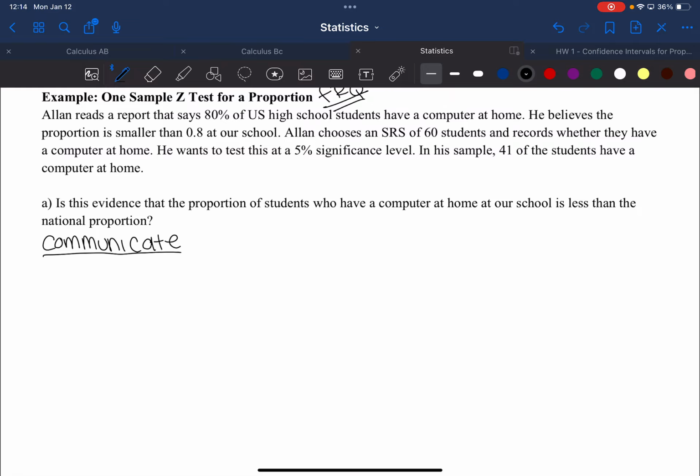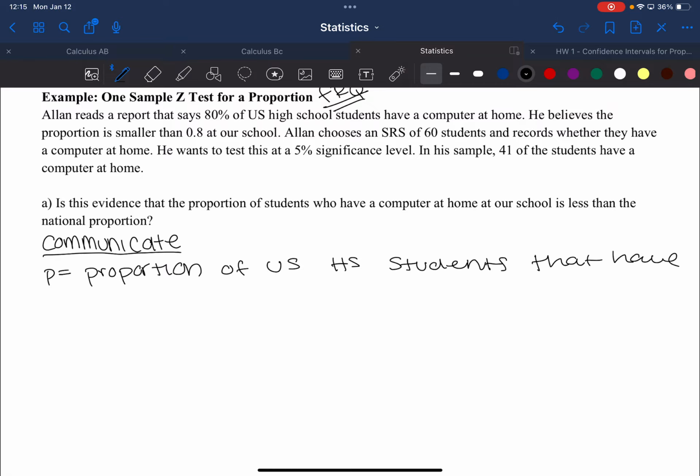So communicate. We're writing our 4 C's. So the very first thing we're going to do is we're going to define P. So P is equal to, and remember, we always write proportion as our first word, and then the rest comes from the problem. So this is the proportion of what? U.S. high school students that have. Perfect. Proportion of U.S. high school students that have a computer at home. Okay, again, we found that directly from the problem.